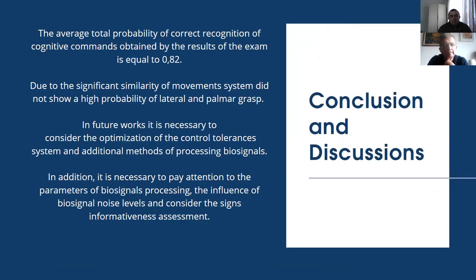In conclusion, the average total probability of correct recognition of cognitive commands obtained in the exam is equal to 0.82. Due to the significant similarity of movements, the system does not show a higher probability on lateral and palmar grasp. In future work, it's necessary to consider the optimization of control tolerances of the systems and maybe additional methods for precision of biosignals. Moreover, it's necessary to pay attention to the parameters of biosignal processing, the influence of the signal noise levels, and consider the signal informativeness assessment.